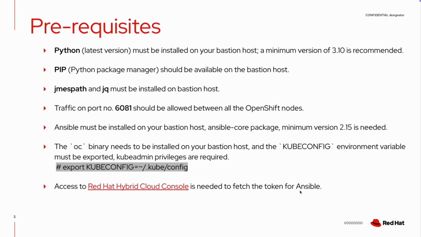Since we are using Ansible, Ansible Galaxy will be used, and the Ansible core package is also required. A minimum version of 2.15 is needed here. And the kubeconfig with admin privileges should be exported on the Bastion host where the playbook will actually run. Access to the Red Hat Hybrid Cloud Console is also needed to fetch the token for Ansible.